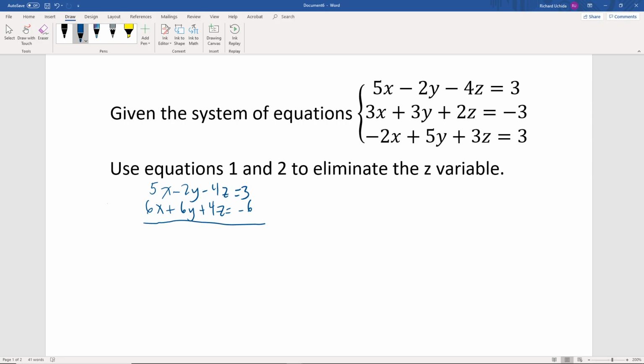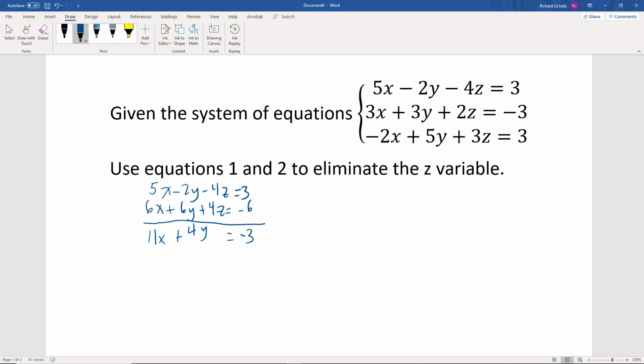And when I combine those two equations, I combine the x terms, so 5x plus 6x, that would be 11x. Then we have negative 2y plus 6y, so that would be plus 4y. The z terms, like we said, are eliminated. And then we bring down the equal sign, and 3 plus negative 6 would be negative 3.